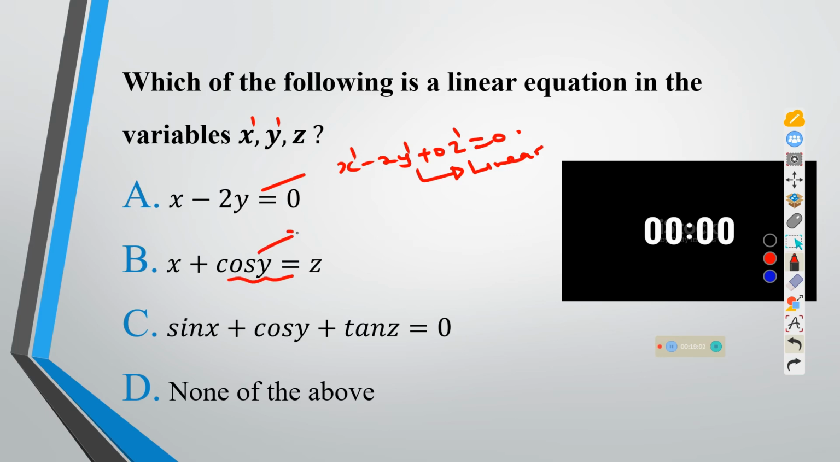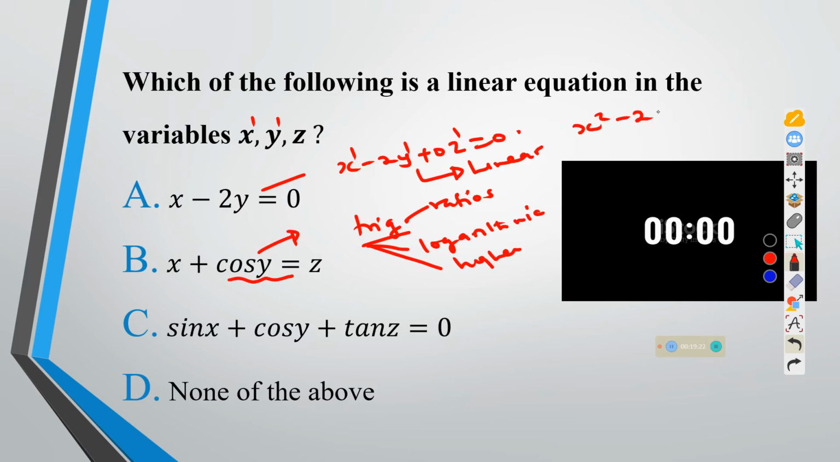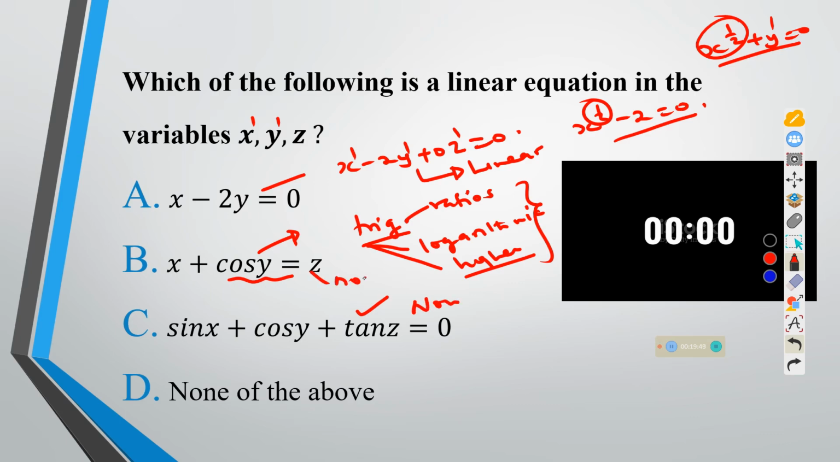For this case here, you have a trig function. Any equations that involve trig ratios, involve logarithmic ratios, or involve higher powers other than 1 are not linear. For example, you can have x squared minus 2 equals 0. This is not a linear equation so long as the power of the variables exceeds 1 or is not 1. Even if it is a half, x to the power half plus y equals 0, this is not linear, so the power for the variables must be 1. So all these ones here will give you non-linear equations. This is non-linear. This is also a non-linear equation.